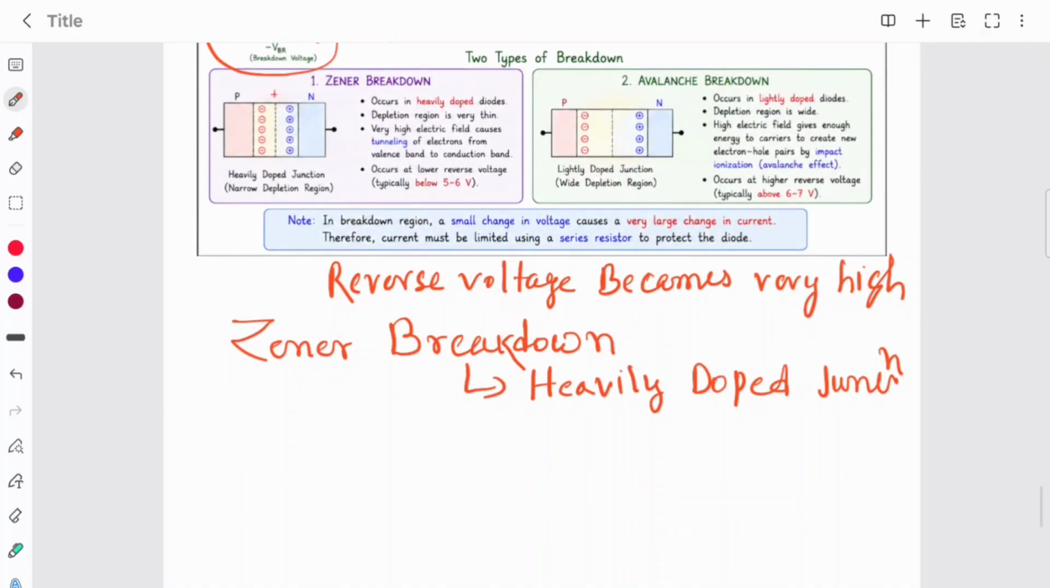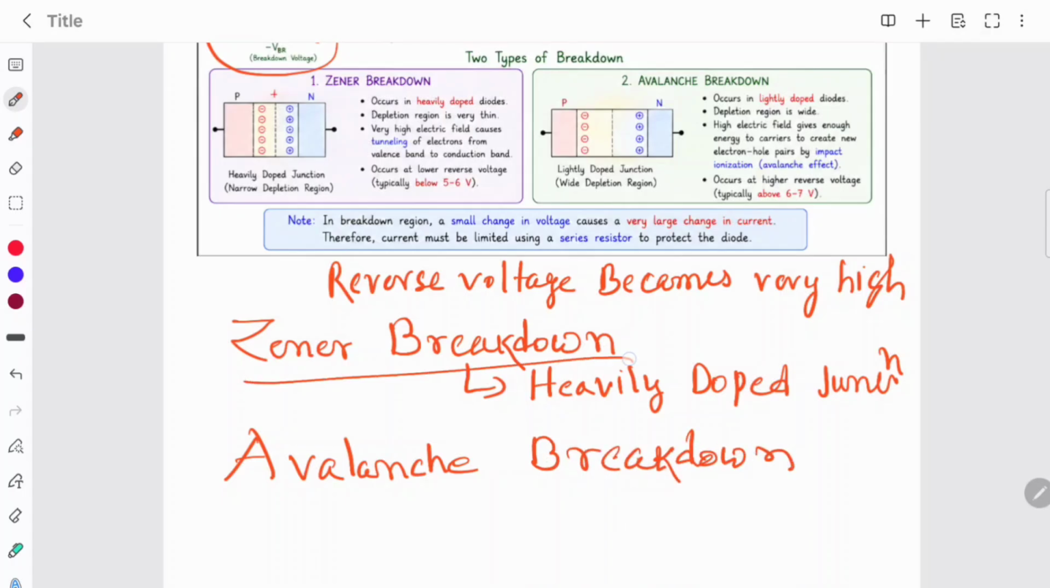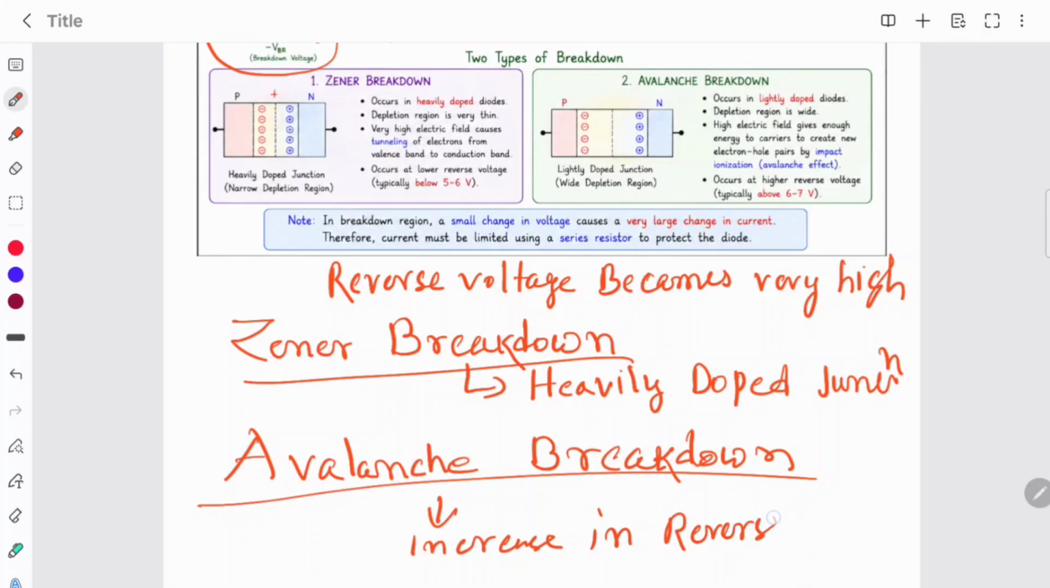Another one is avalanche breakdown. Avalanche breakdown occurs when the charge carriers gain enough energy from the electric field and produce additional electron-hole pairs through collisions. These cause a rapid increase in reverse current.